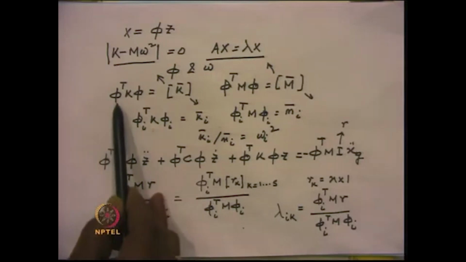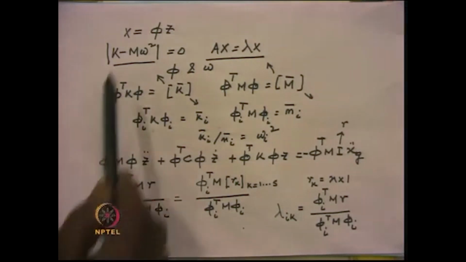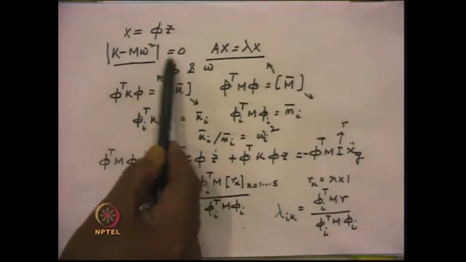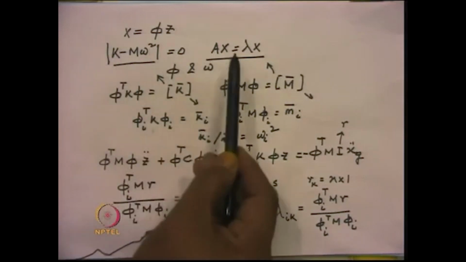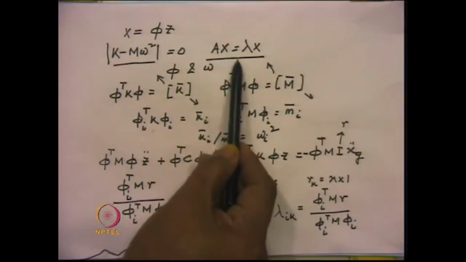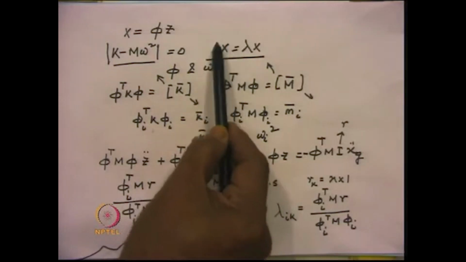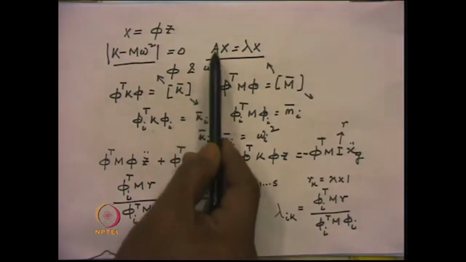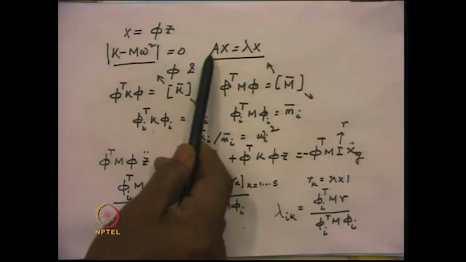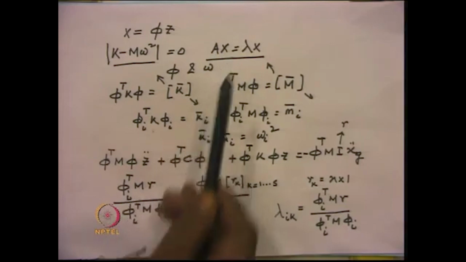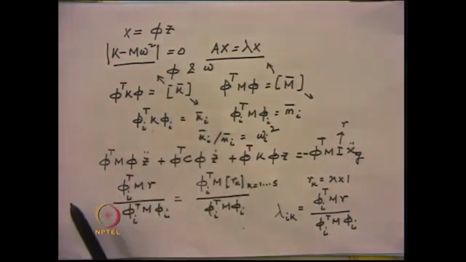The mode shapes of the undamped system are obtained by solving the eigenvalue problem, that is, the absolute value of K minus M omega square will be equal to 0, or in standard form it is written as A x is equal to lambda x, and we give this A matrix into any standard program for eigenvalues, and then it gives the eigenvalues and eigenvectors of matrix A. So, those eigenvalues and eigenvectors are nothing but the mode shapes and the frequencies of the system.